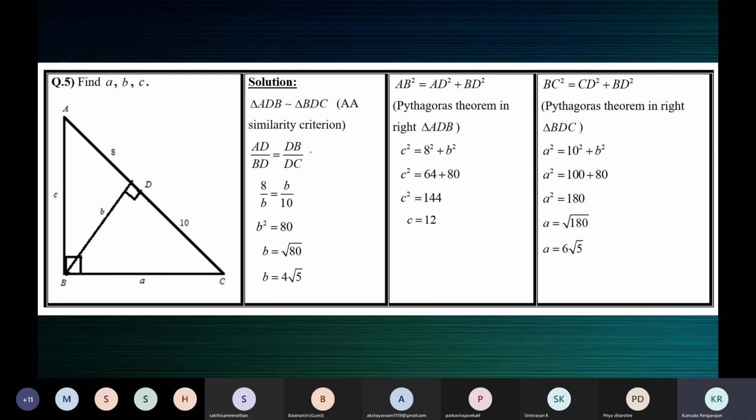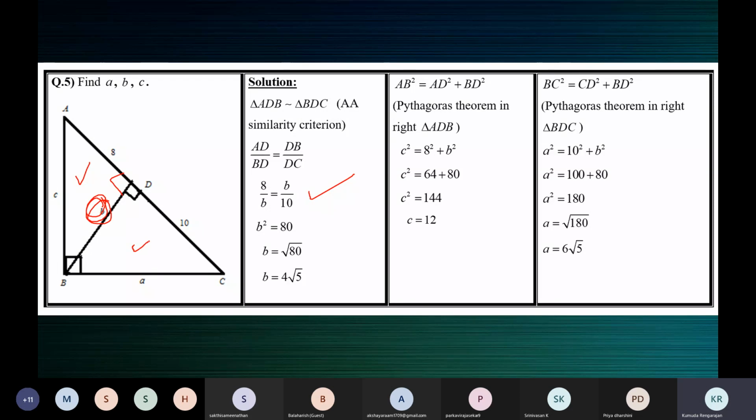What you see here is the first one I worked using similar triangles. Once you get the value of B, you can take this right triangle and use Pythagoras theorem. This is the right angle. So C square is equal to B square plus 8 square by Pythagoras theorem. Because we found B, we have the value of B now, so you can find the value of C.